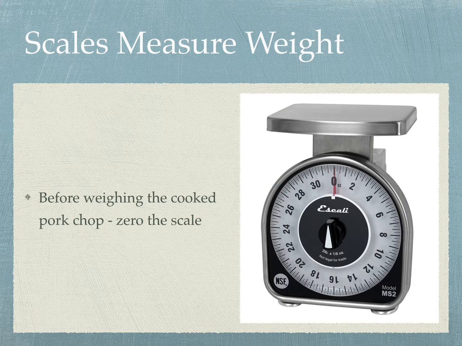We would use a scale to measure the weight of the pork chop. Note this is a scale that measures in ounces. Right next to the 0 is an OZ, which stands for ounces. Before we put the pork chop on the scale, we would 0 it. If you're using a plate, place the empty plate onto the scale and move the dial to 0 it. We only want to weigh the pork chop, not the plate and the chop.